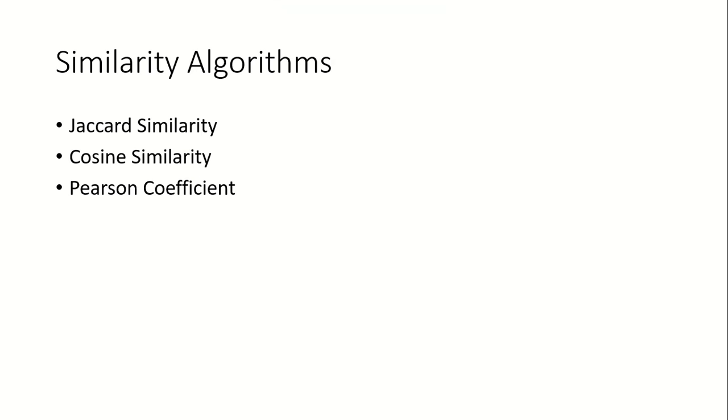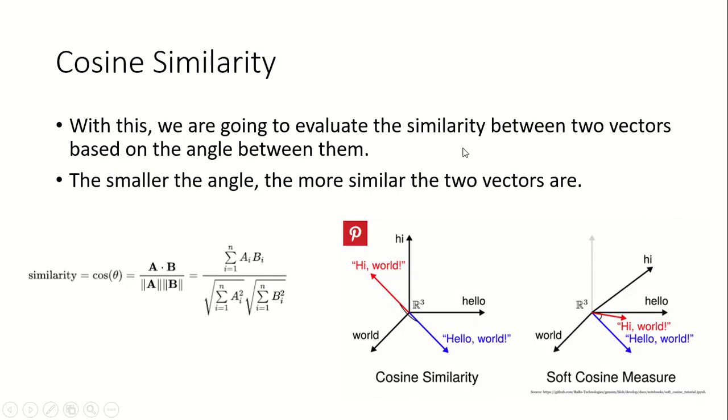So there are three similarity algorithms that can be used to deduce a similarity between products. We used cosine similarity in our case, which tries to draw an angle between two products. For example, these words: hello world and hi world, and hello world.